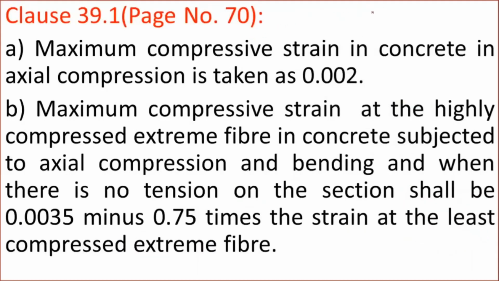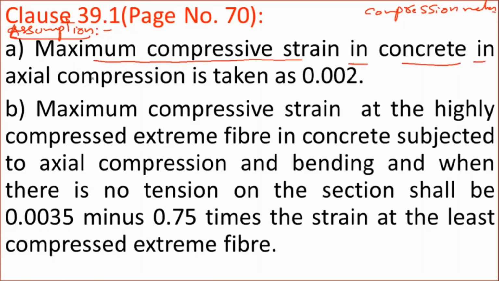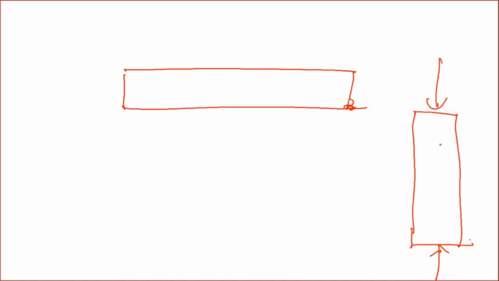So next classes are related to the compression members, and these are the assumptions we have to consider while designing the compression members. First assumption is maximum compressive strain in concrete in axial compression is taken as 0.002. What is axial compression? Suppose this is a member, or else instead of that, consider a column like this, and the loads are applied like this. So this column is now under axial compression.